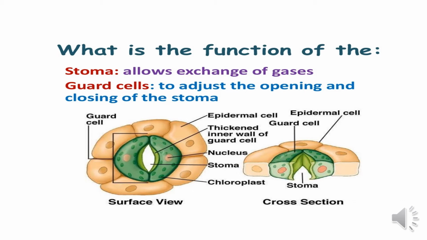So the pore of the stomata is called a stoma. You can see this pore, from which the gaseous exchange process takes place. This pore of the stomata is called the stoma, and the guard cells also contain chloroplasts.